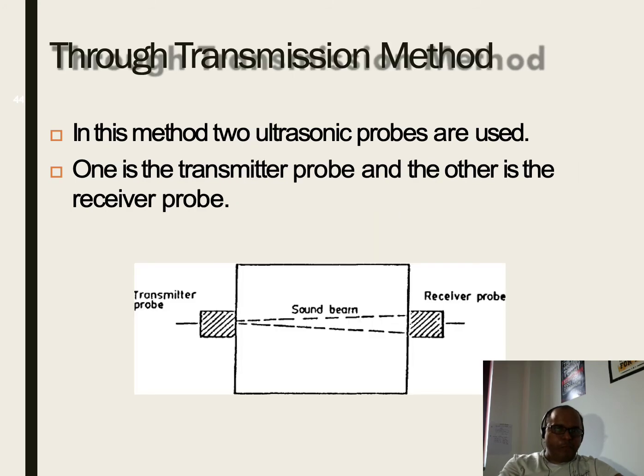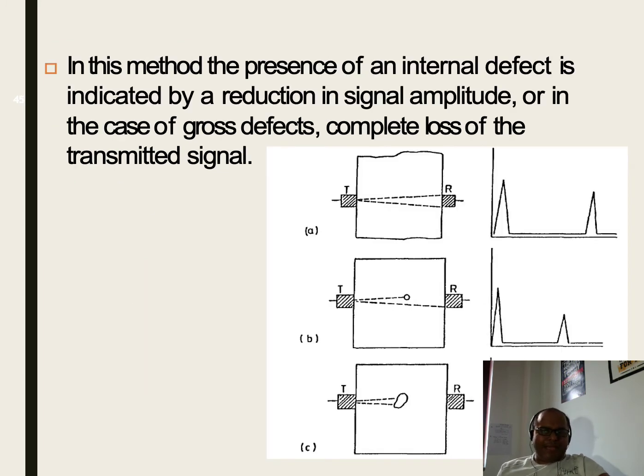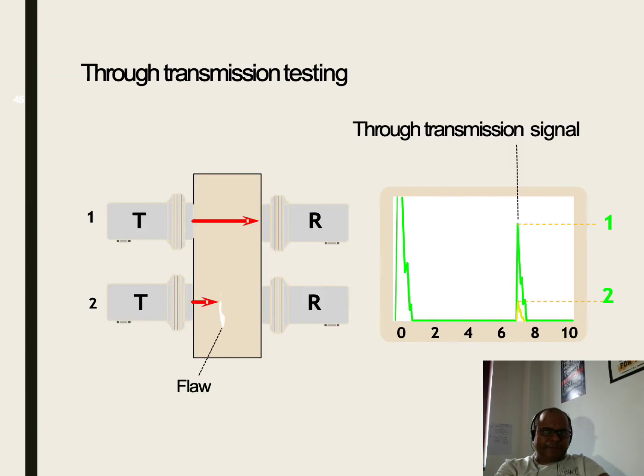Through transmission method: in the material there are two probes, one is your transmitter probe and the second is your receiver probe. On one side of the item is the transmitter probe, and on the other side of the item is the receiver probe. Sound beams go from one side and are received on the other side. In this method, two ultrasonic probes are used, one is the transmitter probe, the other is the receiving probe. As you can see in the pictures, you can understand how it happens.